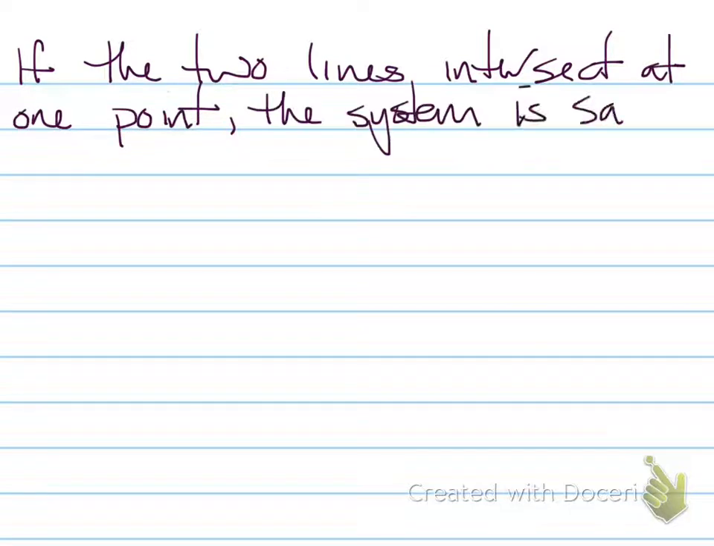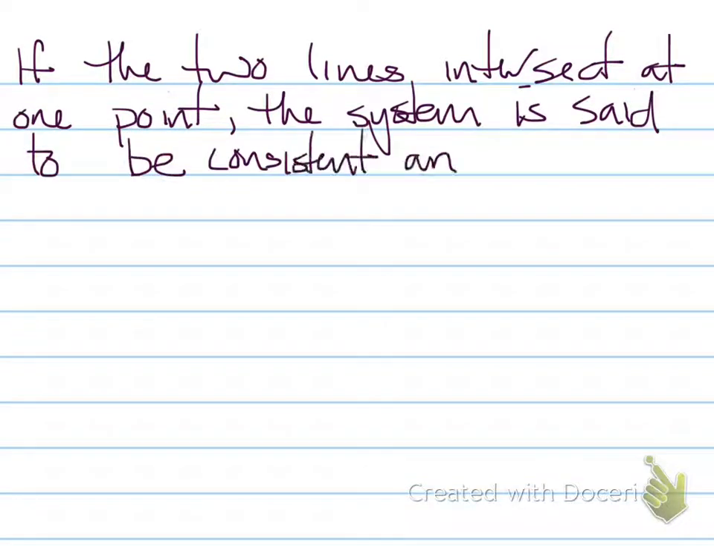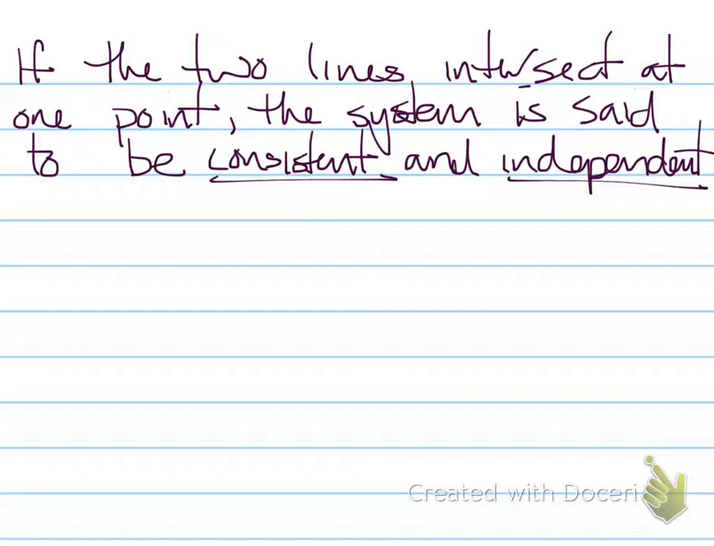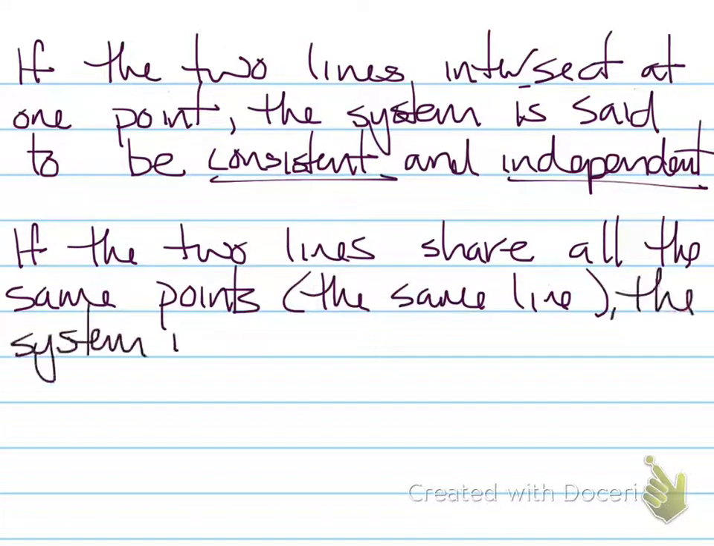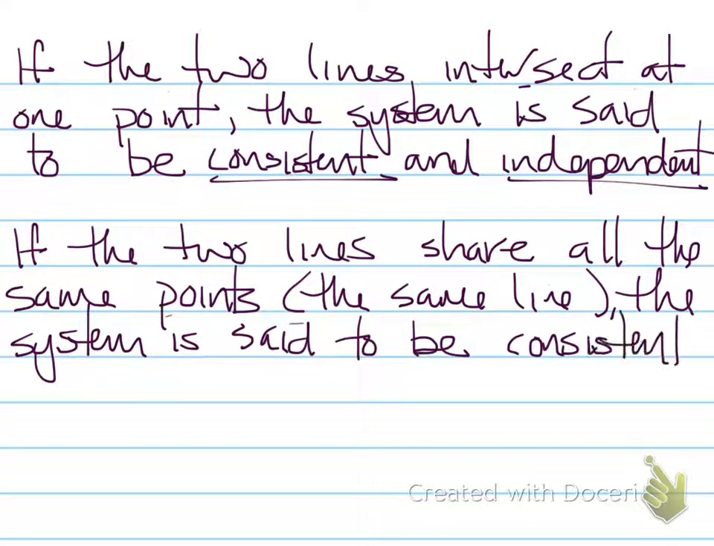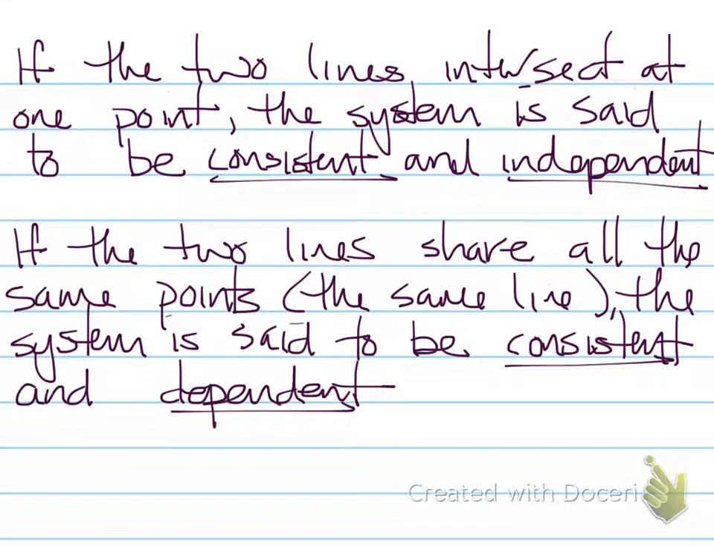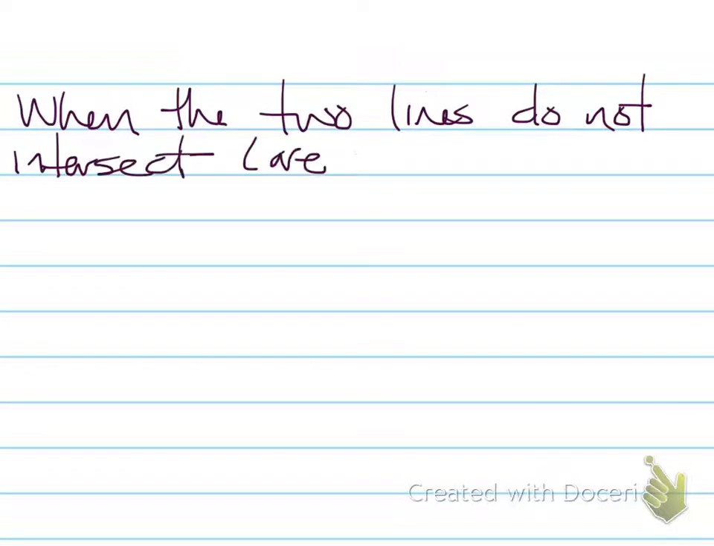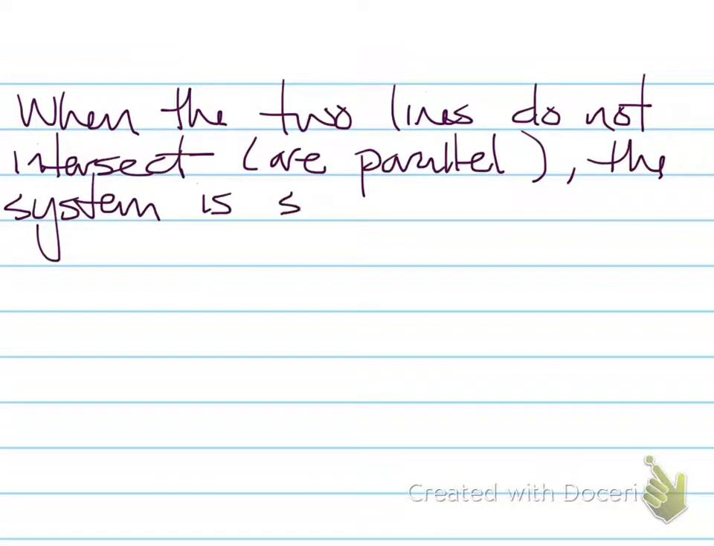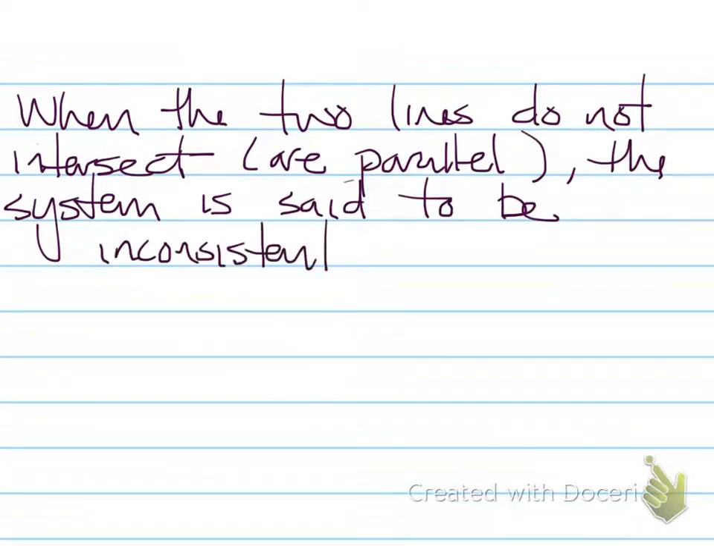Now it's important to understand the different categorizations for systems. If the two lines intersect at exactly one point, the system is said to be consistent and independent. If the two lines intersect at all the same points, meaning they're the same line, one line is right on top of the other, then we say that the system is consistent and dependent. And if the two lines are parallel, meaning they will never intersect, we say that the system is inconsistent.